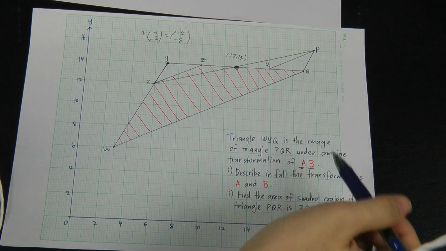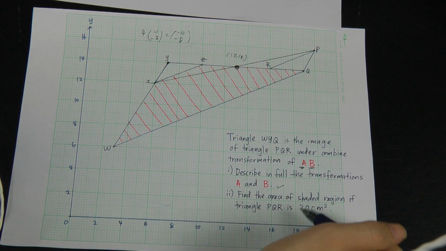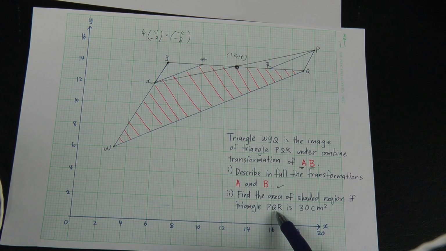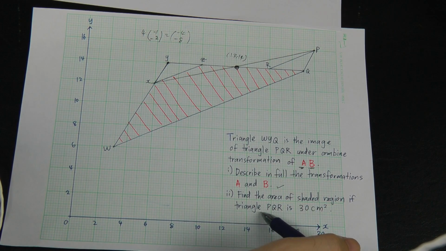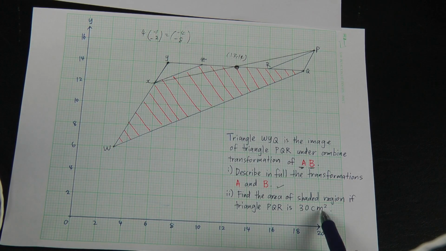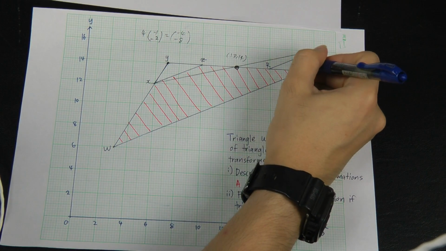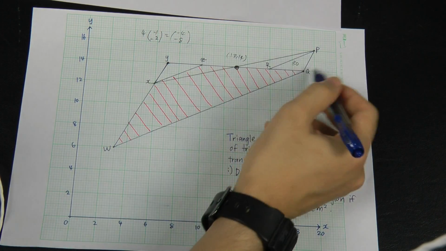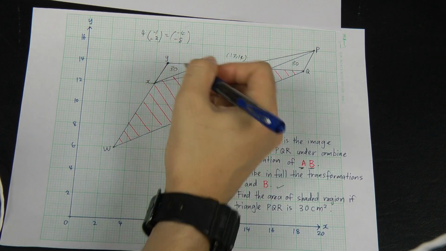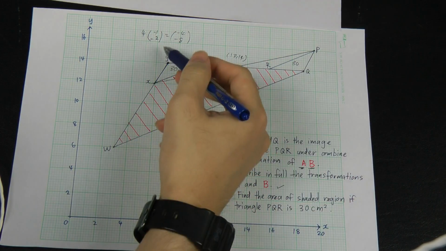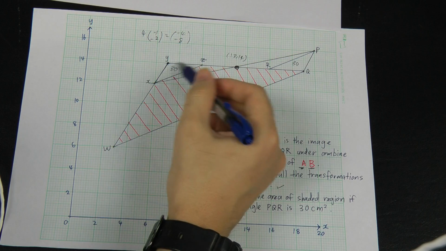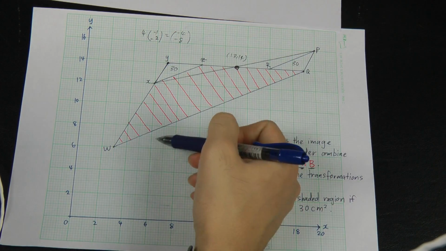Okay, then the next thing, after we solve part 1, we have to go to part 2. The question says, find the area of the shaded region if the area of triangle PQR is 30. That means I know this area is 30. So this is identical with this one. They just rotate from PQR into XYZ. So here will be 30 as well. So in order to get the shaded region, we have to find the area of the image. Then we minus the area of the object. Then I can get the shaded region.